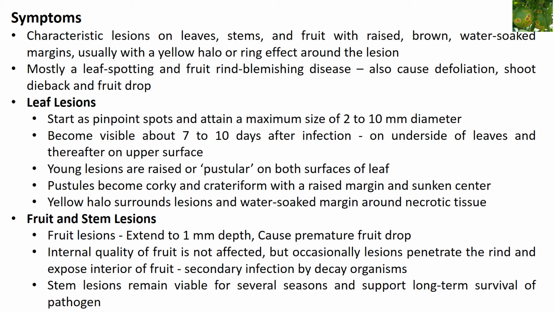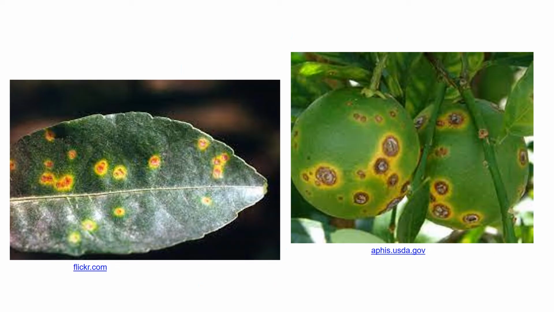The stem lesions remain viable for several seasons, and these are the lesions in which the bacteria can remain for a long term and support the long term survival of the pathogen. So, these are the leaf lesions and fruit lesions.